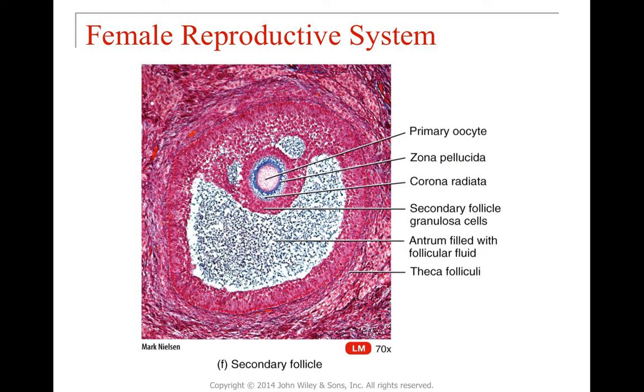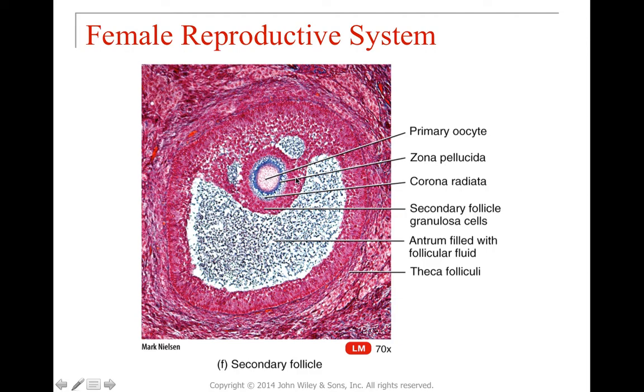And this is what that looks like underneath the microscope. This is a secondary follicle. Again, here's the primary oocyte itself, surrounded by the zona pellucida, which is surrounded by the corona radiata, right? The corona radiata are going to be part of what is going to become the cumulus mass. Surrounding that, we're going to have granulosal cells that are going to be surrounding that secondary follicle. They're called secondary follicular granulosa cells. But we also have granulosa cells all around here as well.